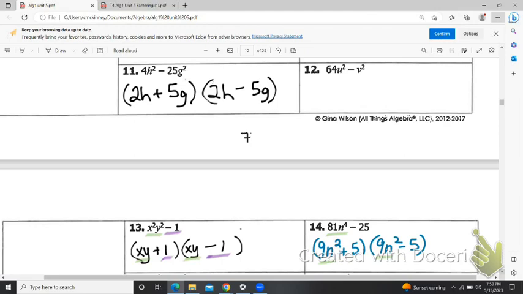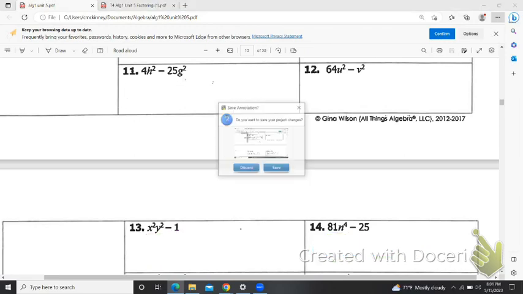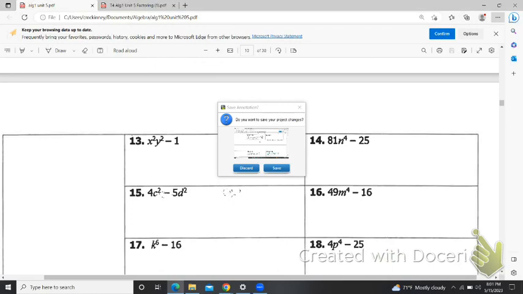Right, so there will be times it could potentially factor again, but both terms would have to be squared, not just the 9n squared. The 5 would have to still be a perfect square, and it's not. So we can't go any further with that.